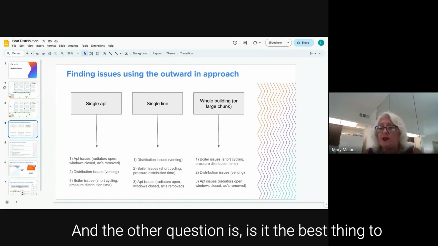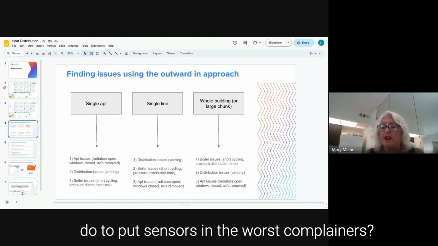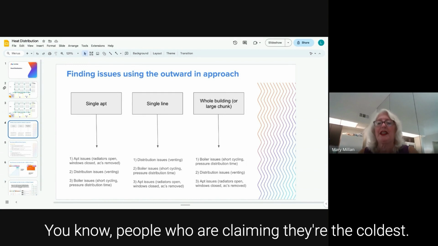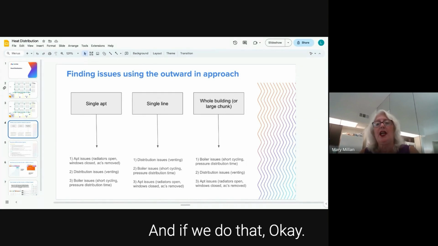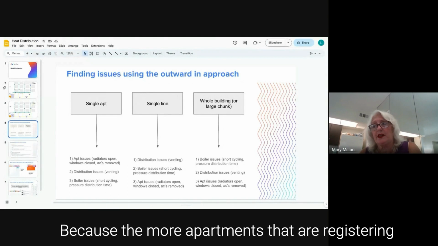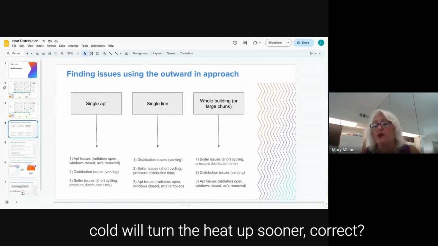And the other question is, is it the best thing to do to put sensors in the worst complainers? You know, the people who are claiming they're the coldest, is that the best place to put the sensor? And if we do that, okay, will that bring the heat up sooner, because the more apartments that are registering cold will turn the heat on sooner, correct?